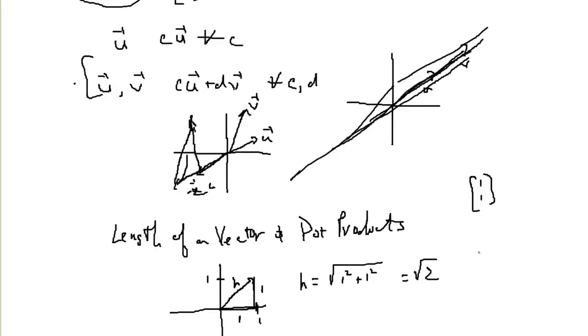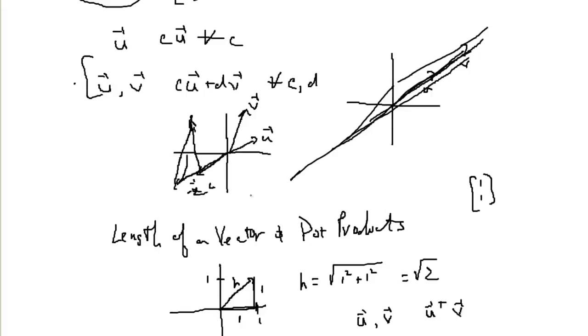And that would be the same as taking the dot product of the vector with itself. So let's define the dot product very quick. Suppose we have two vectors, u and v. The dot product of those vectors we will define as u transpose v.